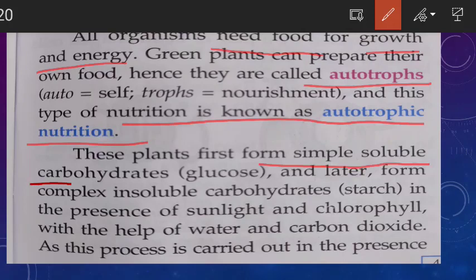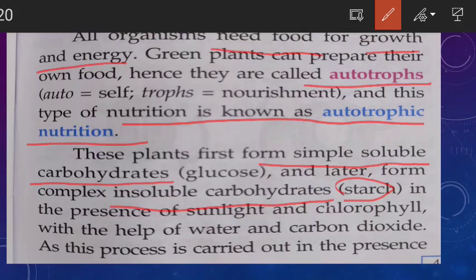Simple soluble carbohydrates. And what is the simple soluble carbohydrate? Glucose. And then later they form complex insoluble carbohydrate. What is that insoluble carbohydrate? Starch. Clear? So if the question is simple soluble carbohydrate, your answer will be glucose. And when you have to give one example of a complex insoluble carbohydrate, then your answer will be what? Starch.